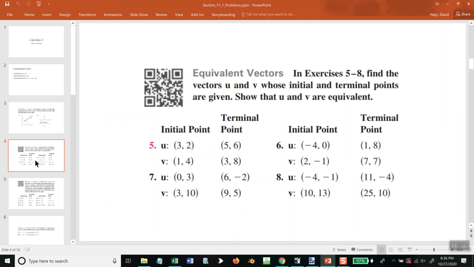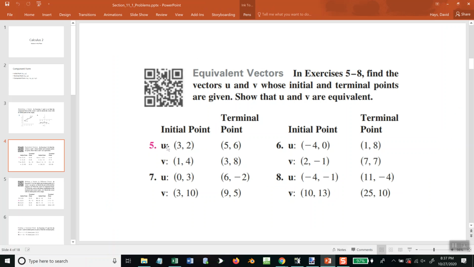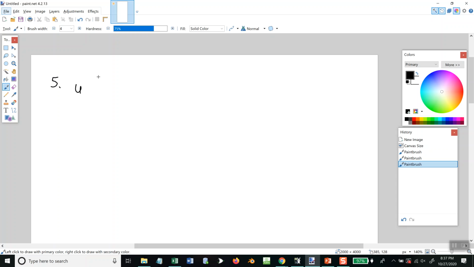Now these say find the vectors u and v whose initial and terminal points are given. Show that u and v are equivalent. They're equivalent if your component forms are the same. So let's take a look at number 5. Now this bold, when you see a letter bold like that, that typically means vector. So u is a vector. And oftentimes when you see it written down, they put a little line over it, since it's hard to bold when you're writing.